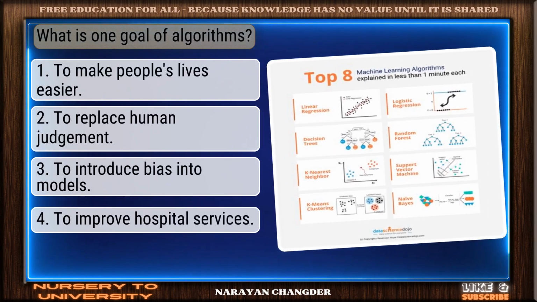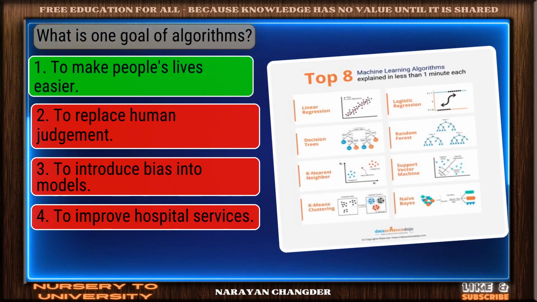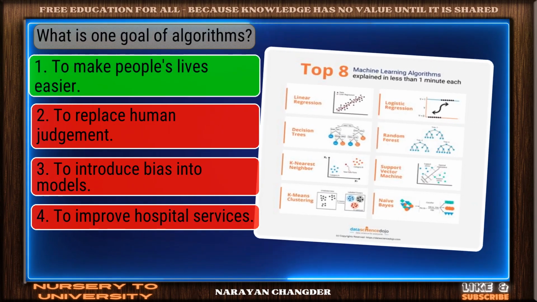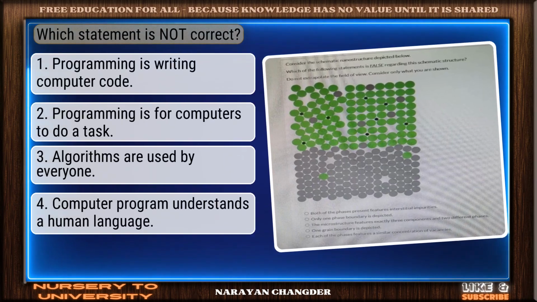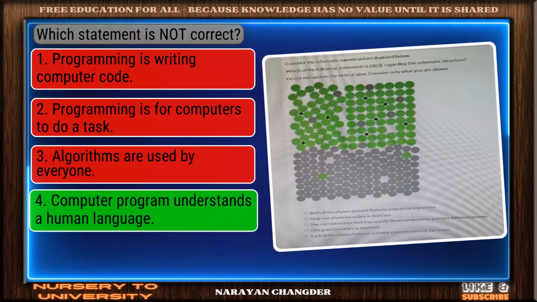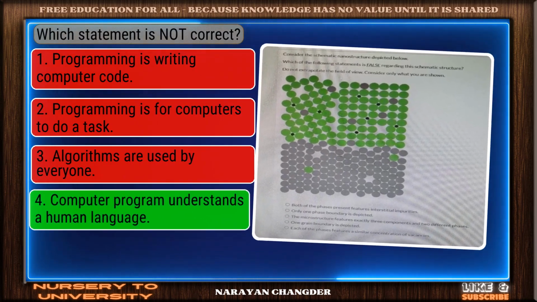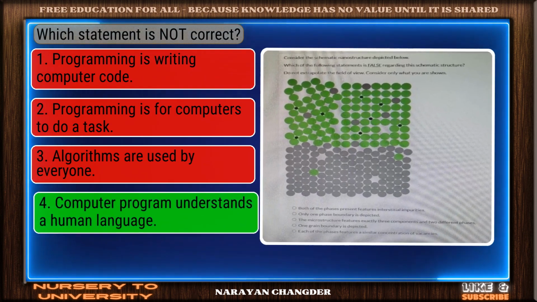What is one goal of algorithms? Good thinking. To make people's lives easier is the right answer. Which statement is not correct? Excellent. Computer program understands a human language is a brilliant choice.